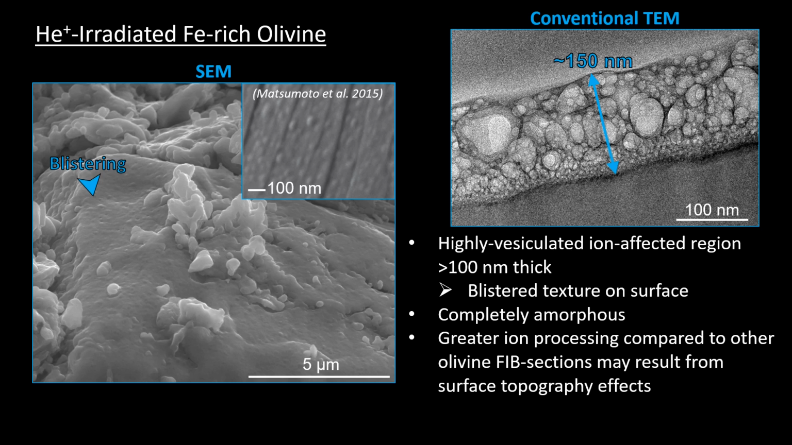Matsumoto et al. 2015 observed the same blistered texture in low calcium pyroxene grains returned from the S-type asteroid Itokawa. Now, the fact that this FIB section experienced more ion processing compared to other olivine grains in the Murchison slab may be a result of surface topography effects.